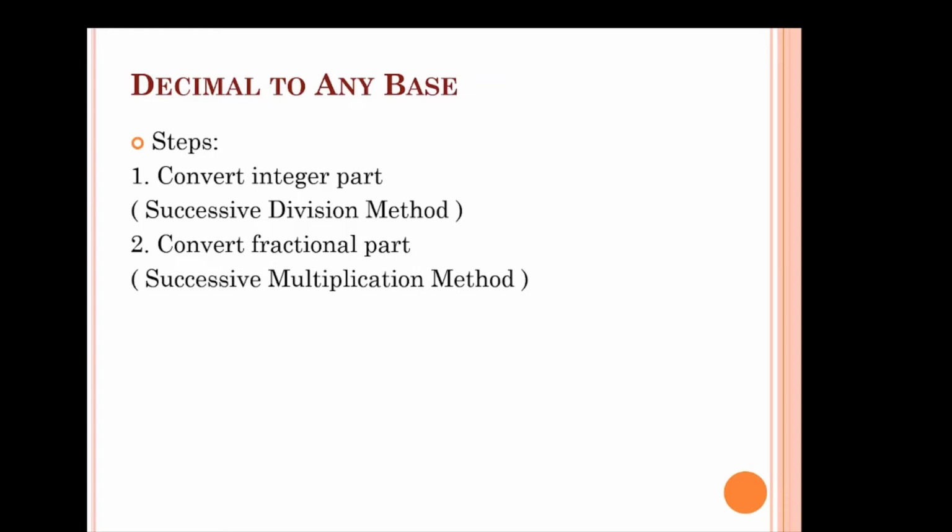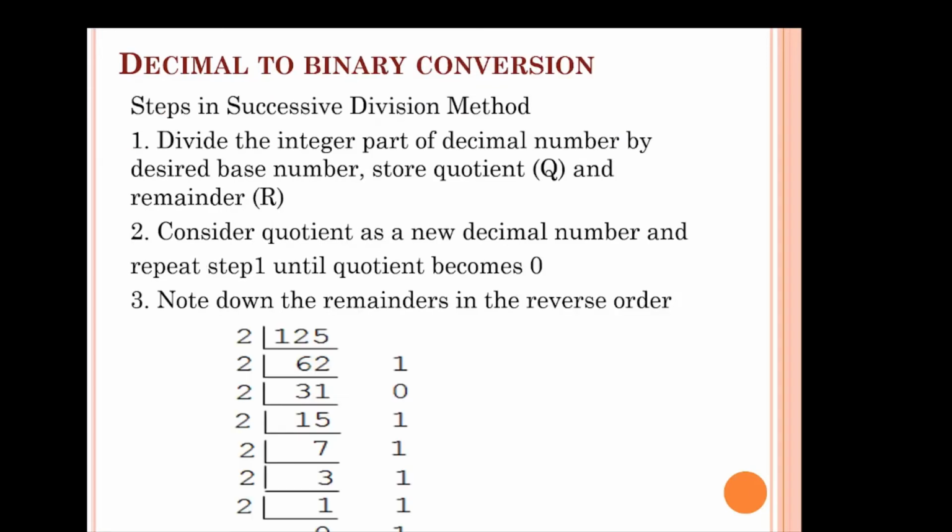While converting decimal numbers into binary or hexadecimal, we need to follow two different methods for the integer part and for the fractional part. So let us study the decimal to binary conversion first. These are the steps in the successive division method.